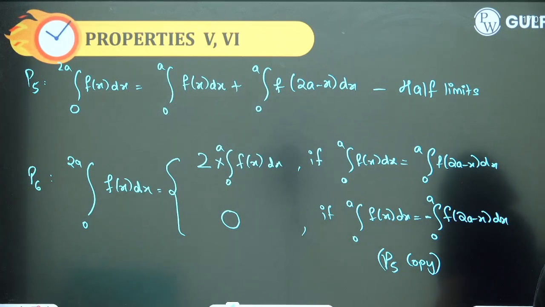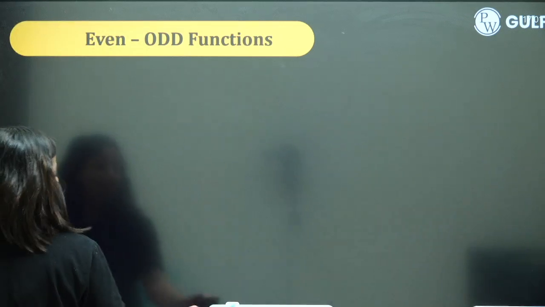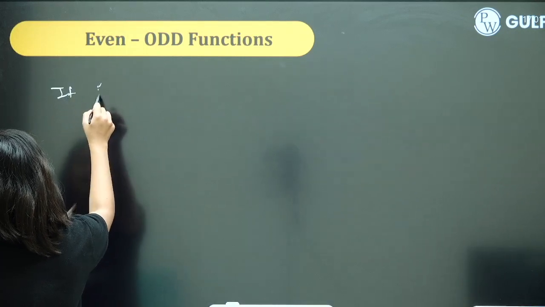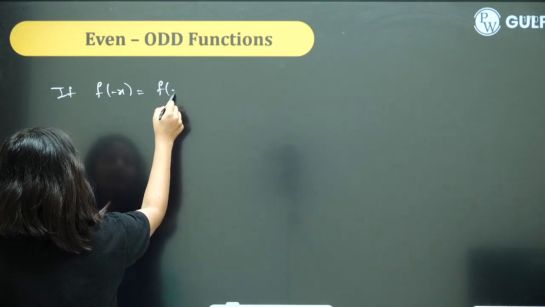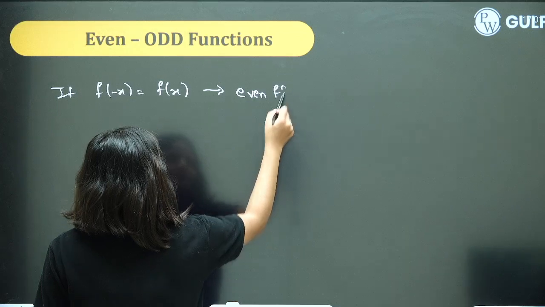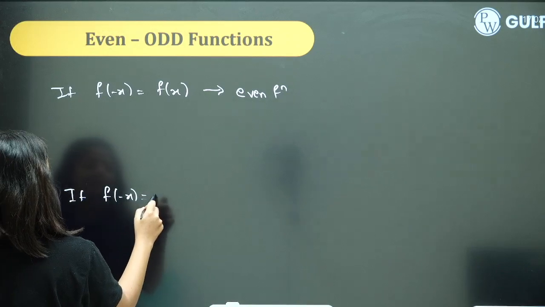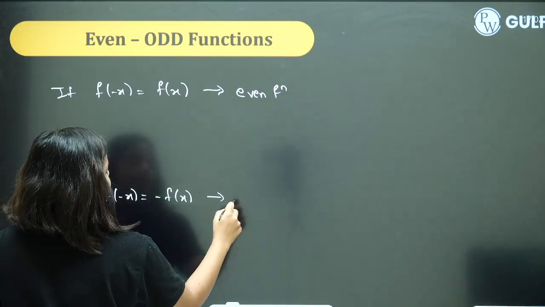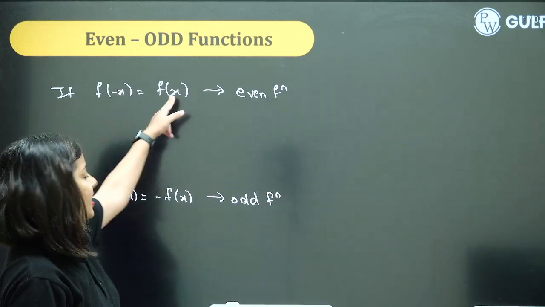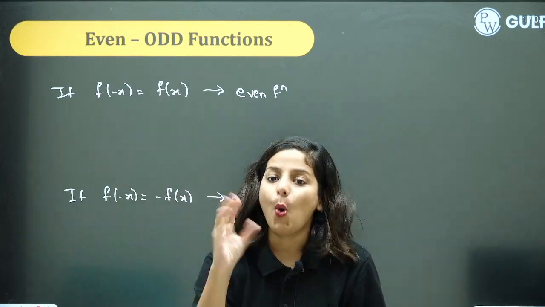The last one. Before I go to that, let's understand what is an even and odd function. Many of you would have done it, but still. If f of minus x is equal to f of x, we say it's an even function. And if f of minus x is equal to minus f of x, we say it's an odd function. If the minus sign is absorbed, even function. If the minus sign is thrown out, odd function.